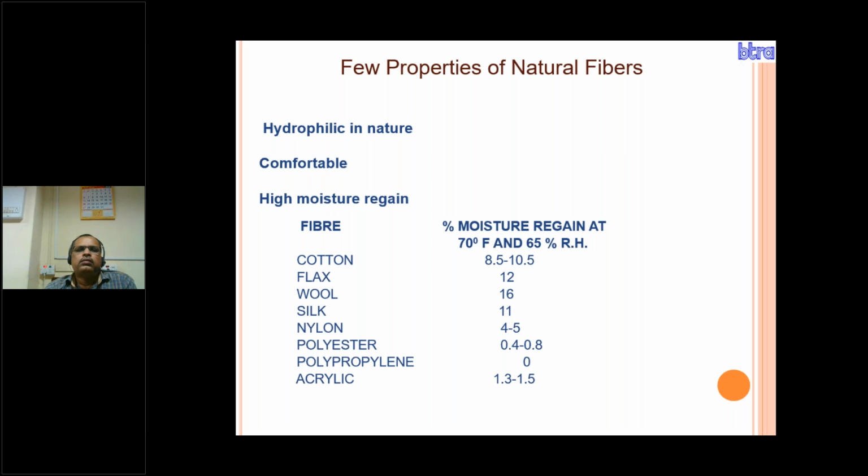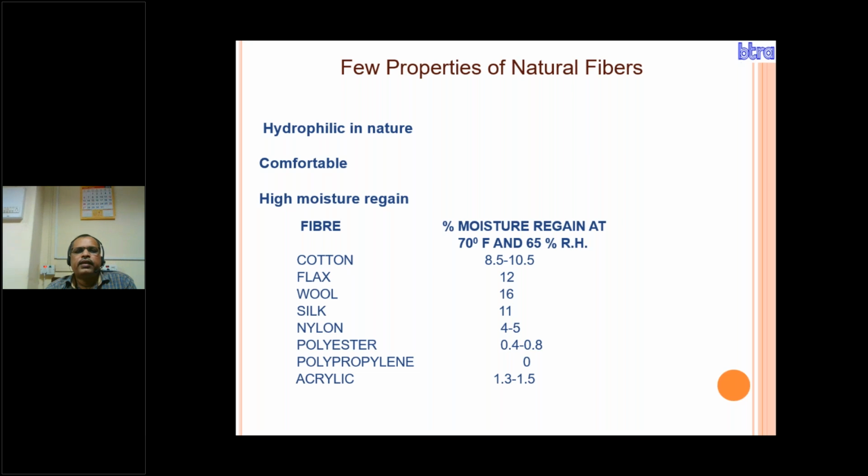Now a few properties of natural fibers. The good properties are that they are hydrophilic in nature, comfortable, with high moisture regain. Due to all these properties, natural fibers, mainly cotton, silk and wool, are the most well accepted by us.